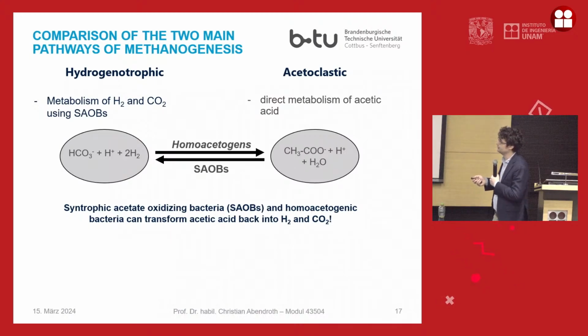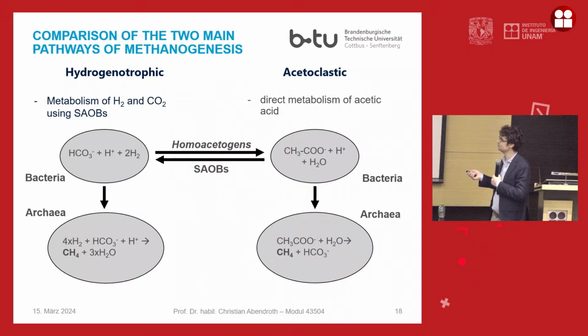So if you have hydrogen and carbon dioxide, then we have hydrogenotrophic methanogenesis. But if the methanogenic archaea are growing on acetate, then we have acetoclastic methanogenesis. So here you see the formulas, how the archaea are doing it. Here it looks really simple. So we have 4 hydrogen molecules, then we have 1 carbon dioxide, and we convert it to 2 water and 1 methane.